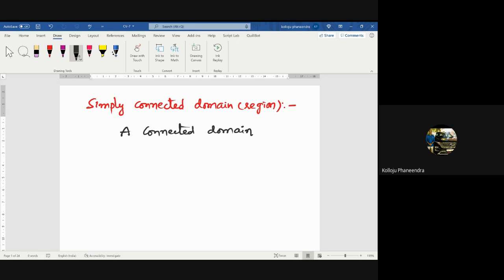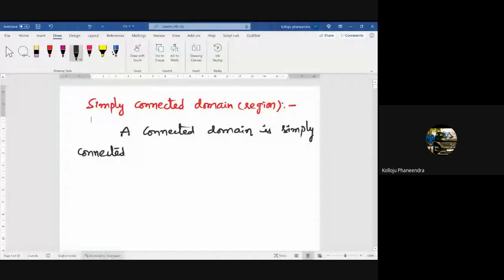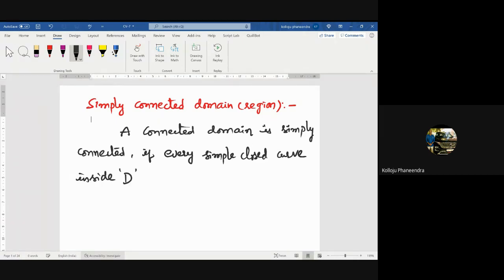A connected domain is simply connected if every simple closed curve inside domain D encloses only the points of the domain D.